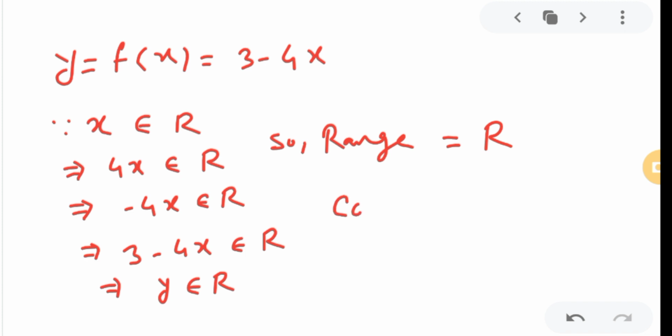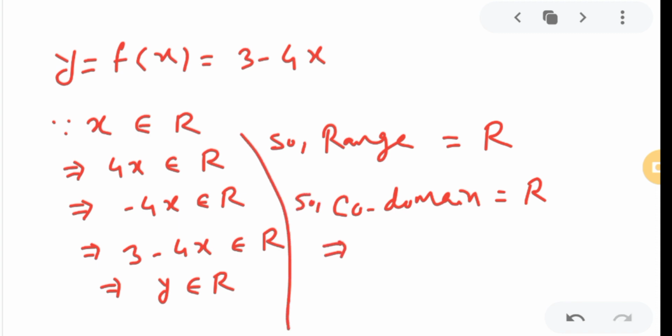So you can write codomain is equal to R. This is an easy method I am telling, the easiest method. No need to complicate things. You can write simply codomain is equal to range. If codomain is equal to range, it means it is onto.